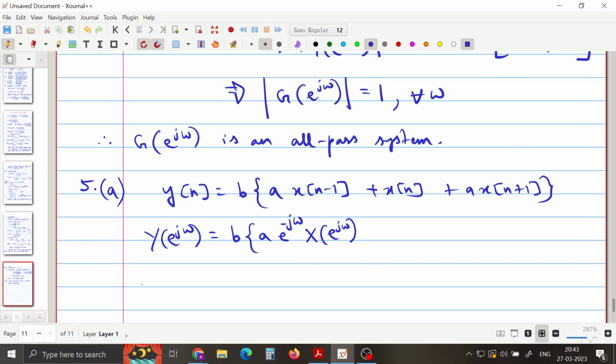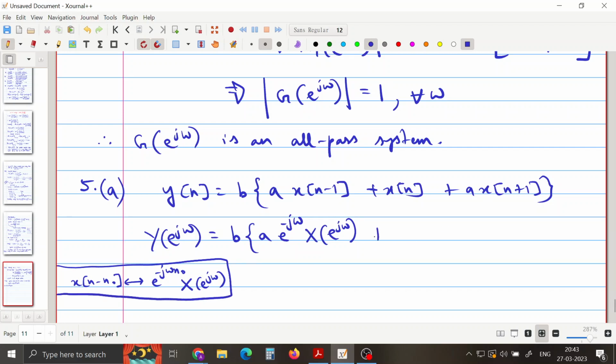The thing is, if you have x of n minus n naught, that goes to e power minus j omega n naught times X of e power j omega. This is the relation that we have used here. And the second term is just simple, it's X of e power j omega, and for the last term we have a times, so it's an advanced signal, so we have a times e power j omega times X of e power j omega.